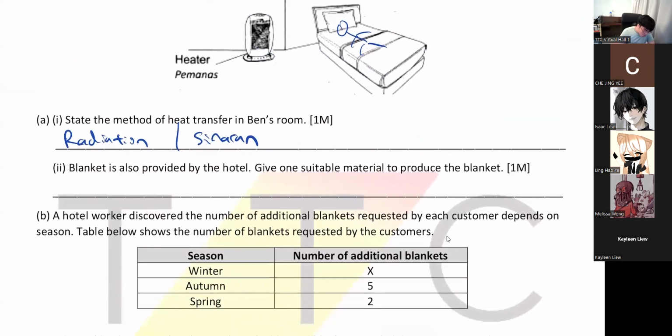Anyway, so number 2, blanket is also provided by the hotel. Give one suitable material to produce blanket. Okay, so what is your blanket made of, guys? We are in Malaysia lah, so your blanket can be only made from one thing. Yes, that would be your cotton.